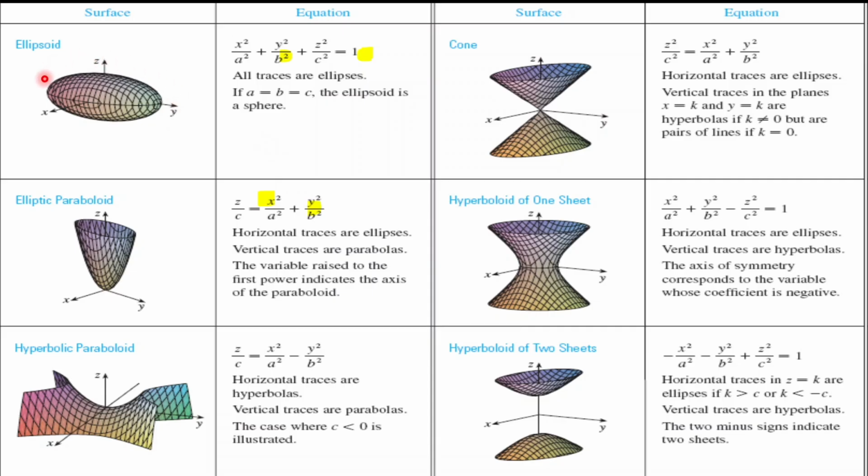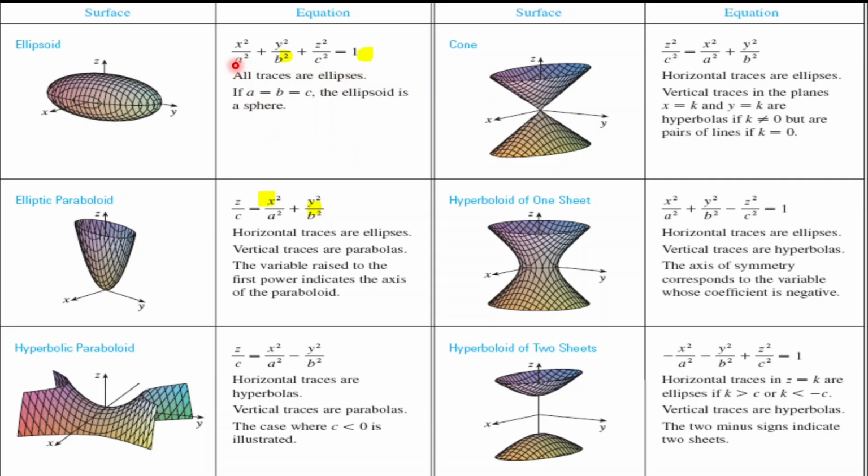So the first one we're going to work out is the ellipsoid. If you think about the ellipsoid, I need you to imagine that you're slicing it along the y-axis, the z-axis, or the x-axis. From any direction, you're going to get an ellipse. So all the traces for the ellipsoid are ellipses.